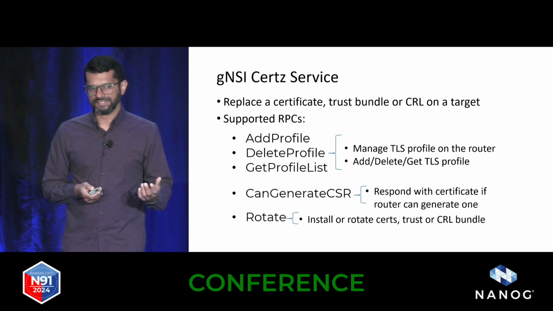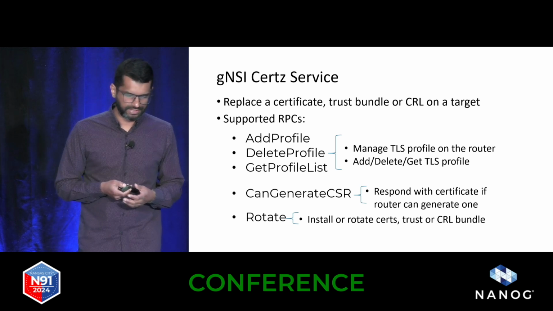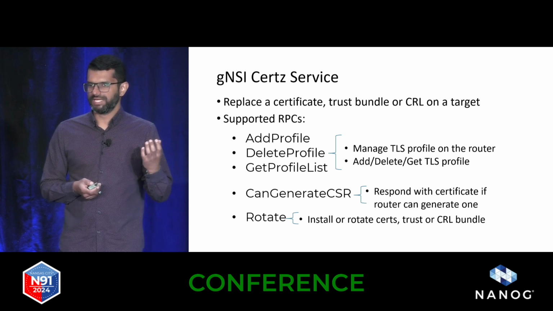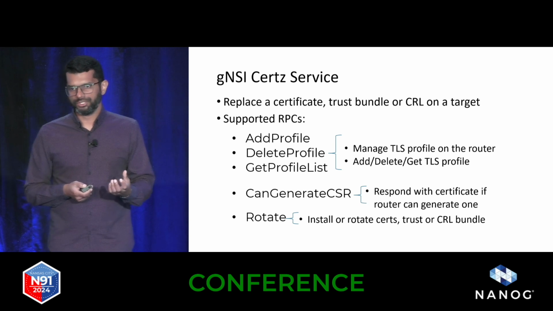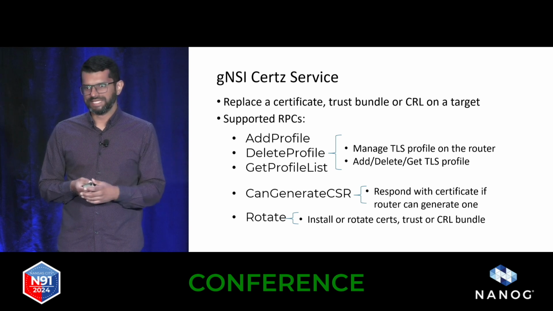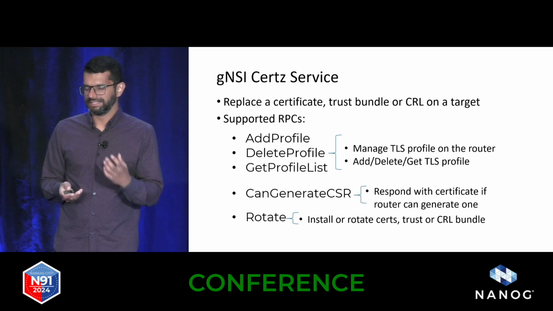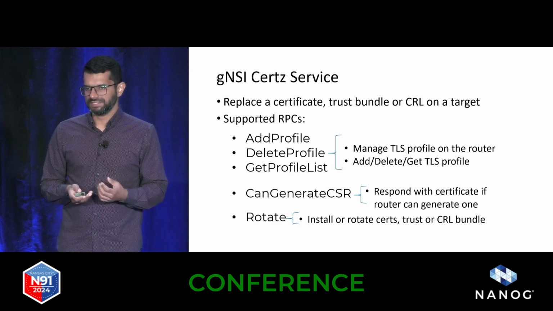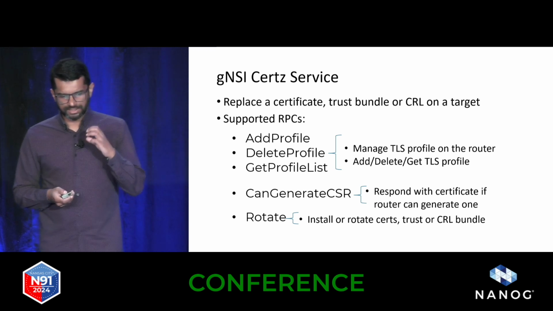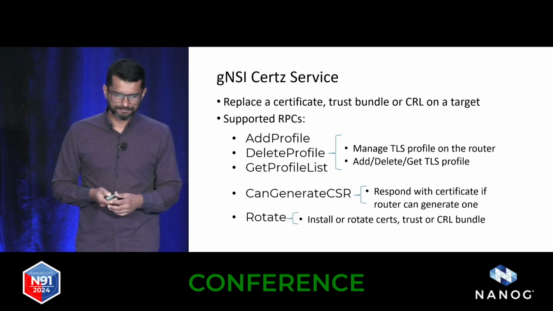So the rotate RPC is used for both installing a new certificate as well as rotating an existing certificate. And then we also discussed that gNOI was missing the certificate revocation list. So that also is supported now with gNSI, where you can send a CRL bundle or a revocation list bundle, which has a list of certificates that are no longer valid. So you can send from the client to the router that CRL bundle through gNSI, and the router will take care of that. So this is an overview of the RPCs that are supported within gNSI for certificate management.